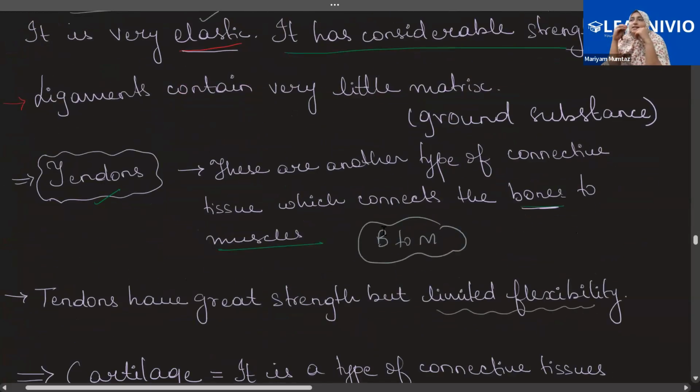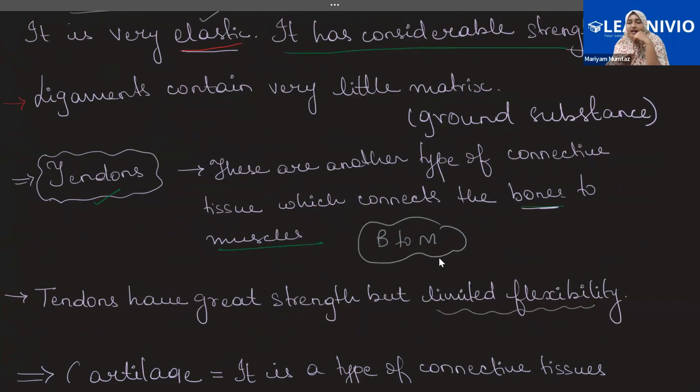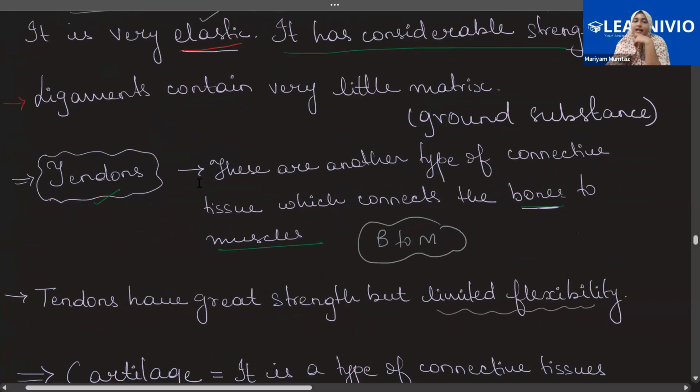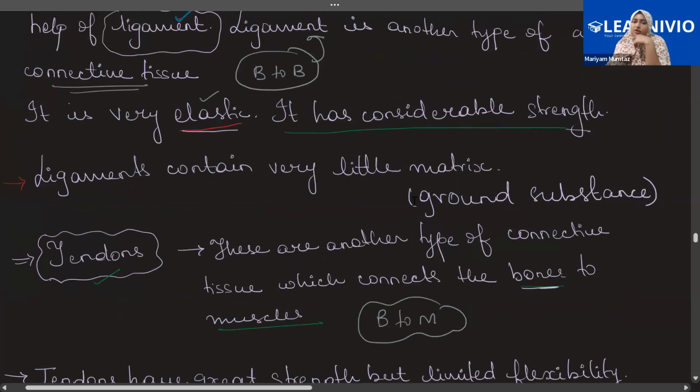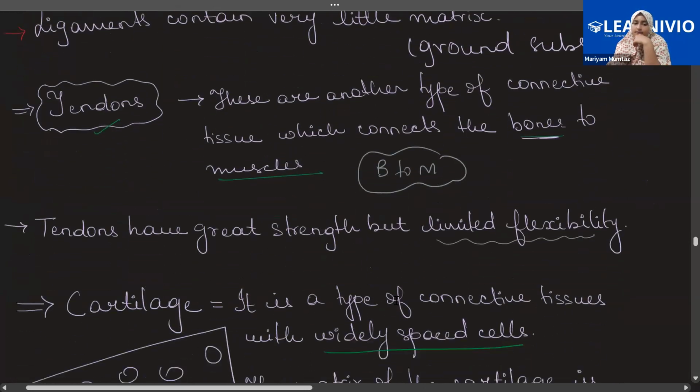Then when the muscles attach to the bone, they attach with the help of tendons. So the muscles are attached to the bones with the help of tendons. Tendons are yet another kind of connective tissue which is there in our body. Tendons have great strength, but they have limited flexibility. They do not have a lot of flexibility as compared to the ligament. Ligament is sort of elastic, it is sort of flexible, but the tendon isn't.